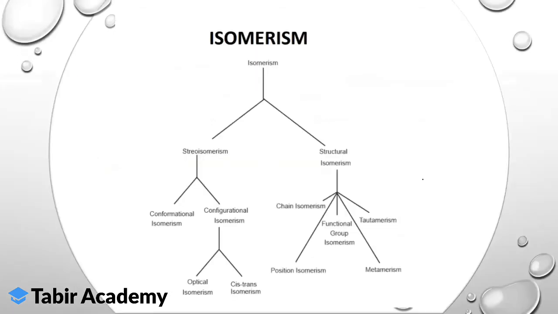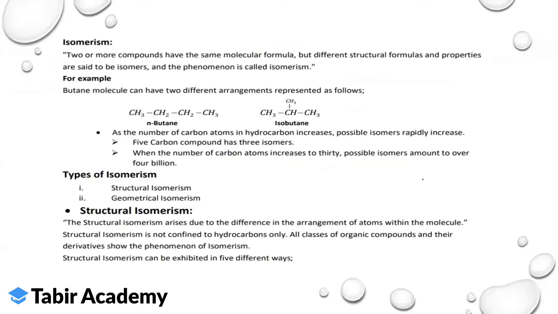Now let's move forward to our next topic, that is isomerism. Isomerism can be divided into stereoisomerism or structural isomerism. So we're going to talk about this. Isomerism, 2 or more compounds. Iso means same. So 2 compounds जिनका molecular formula तो same होगा लेकिन their structure is going to be different. So we are going to study about different type of isomers.